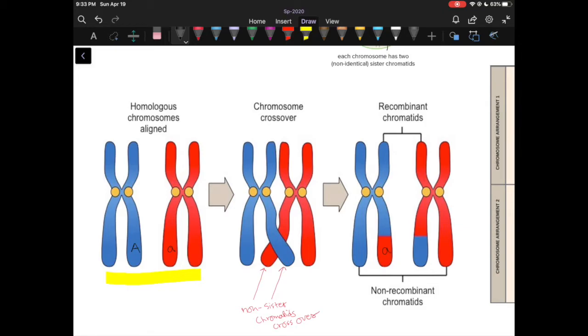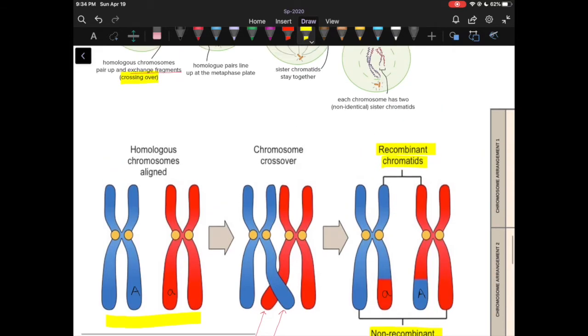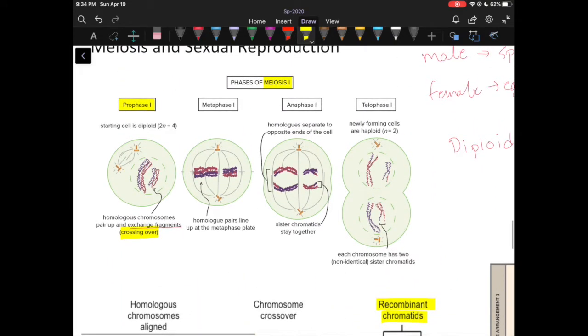So on the blue chromosome, we're going to get the allele from the red chromosome. So right here, the image all the way to the right, I'm going to write that. We're going to have a lowercase a on that red part of the blue chromosome, sorry. And then on the other homologous chromosome, we're going to have our uppercase A. These are going to be known as recombinant chromatids, the ones that exchange those alleles, but the other chromatids are going to be non-recombinant. Okay, so that's kind of what happens in prophase 1.